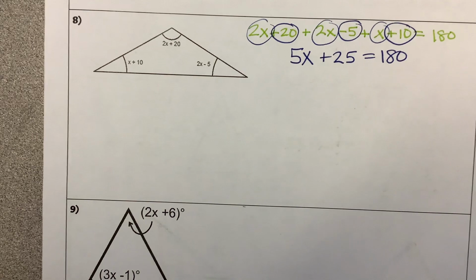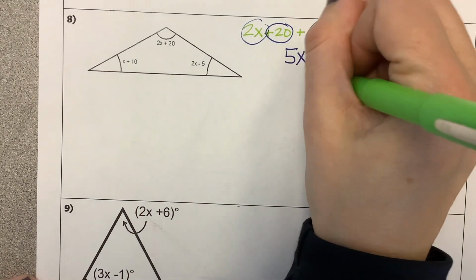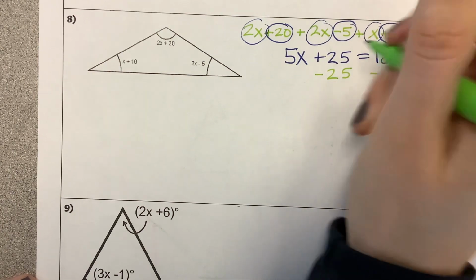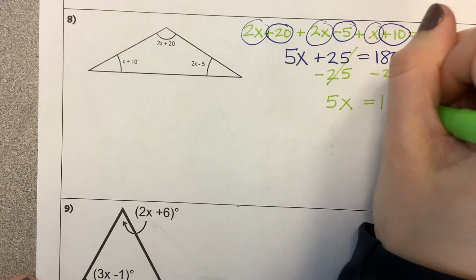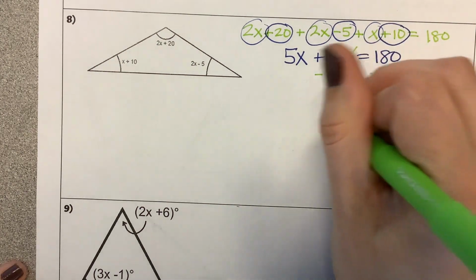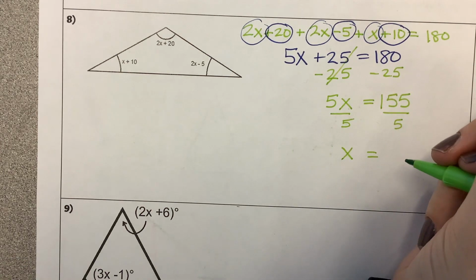Now we're back at a simple two-step equation that you can solve. We can subtract 25 from both sides. We get 5x equals 155. Divide by 5, and we get x is equal to 31.